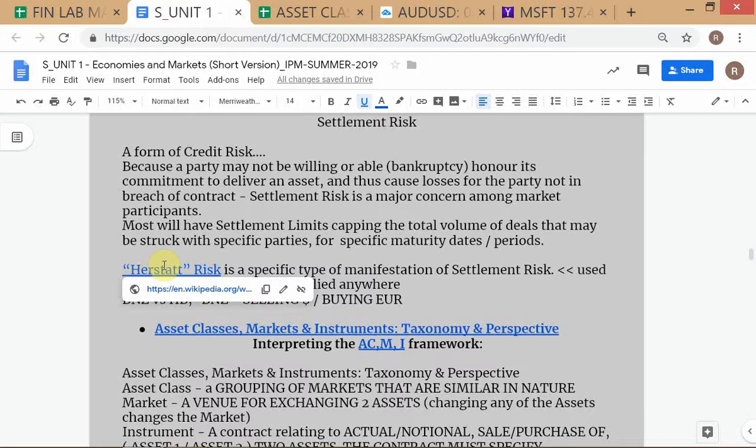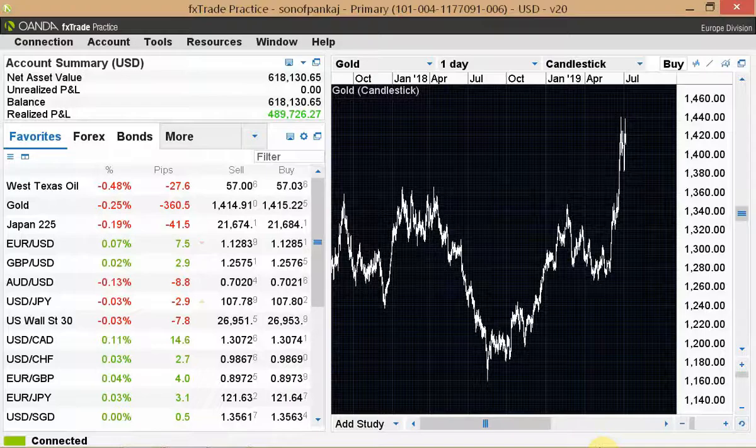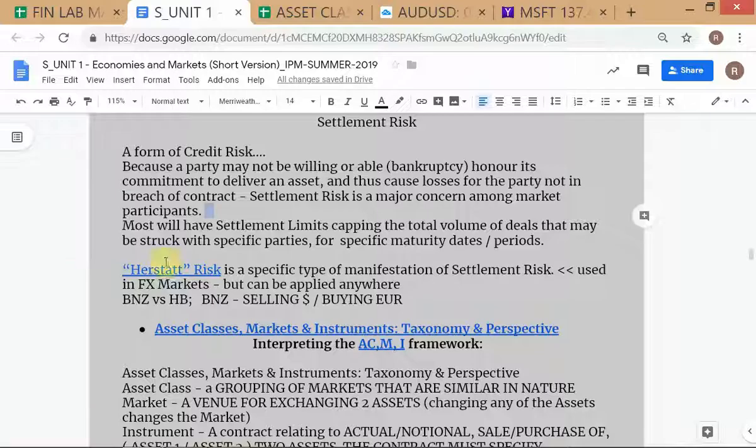So essentially, this is the problem. This is why we have to worry in international markets when we trade. We have to worry about this concept of settlement risk, the risk that the other guy may not pay up. So this is something to be aware of, and you should understand this concept of settlement risk. It basically means that the other guy may not pay up. Okay, so we will continue this discussion.